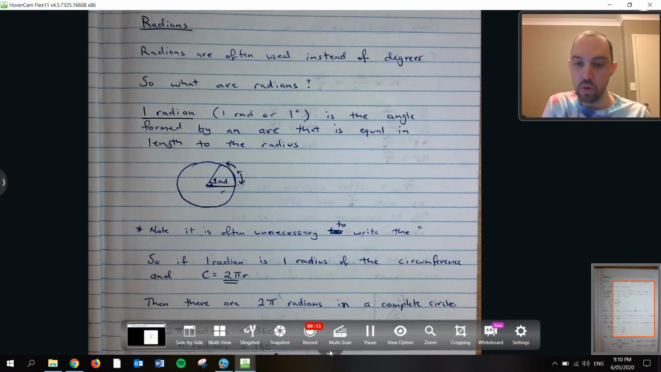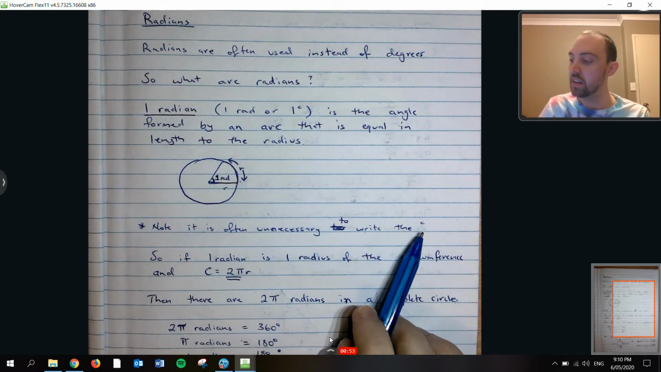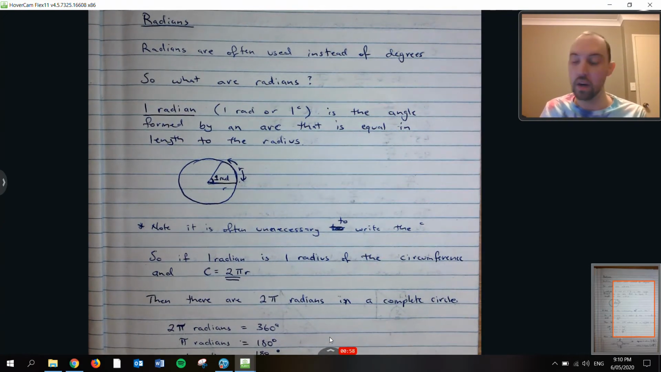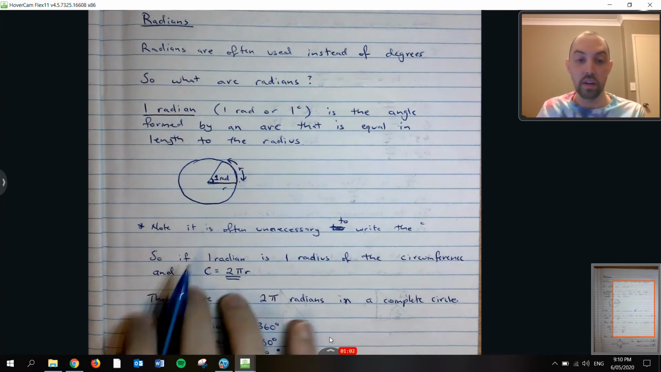Usually you don't need to write the little c. It depends on context. For degrees you should always write it. Radians, it's pretty flexible. Alright.